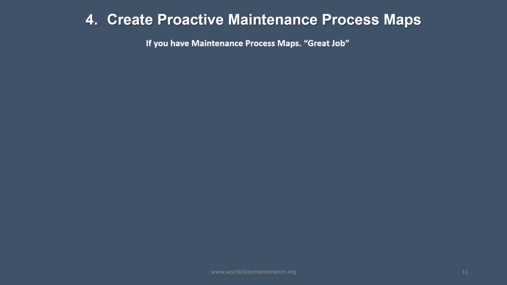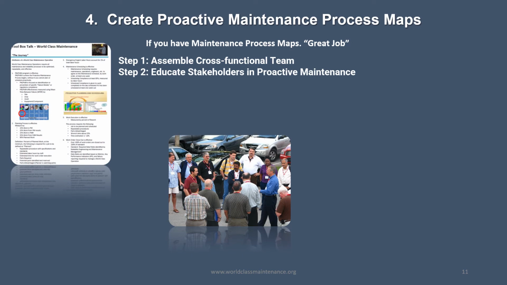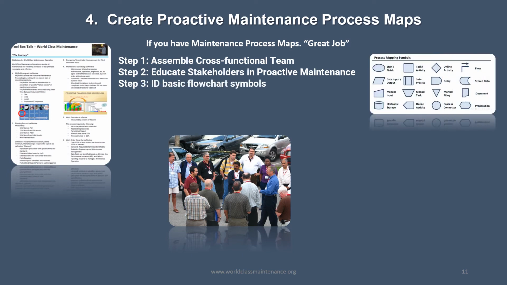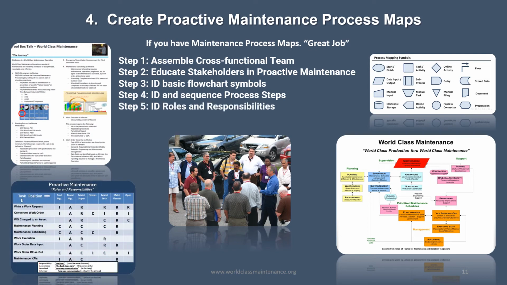So next is create proactive process maps. If you have process maps, great job. You're starting off in a good way. Step 1, assemble a cross-functional team. Then educate stakeholders in this cross-functional team on proactive maintenance. Identify basic flowchart diagrams. Identify and sequence process steps, step by step.